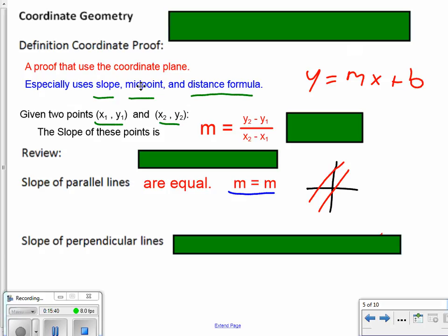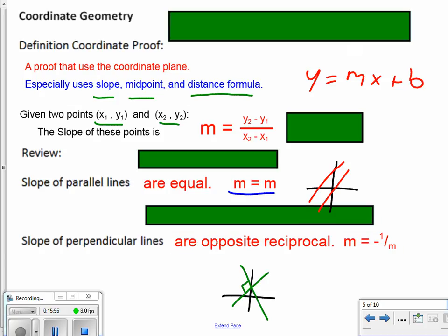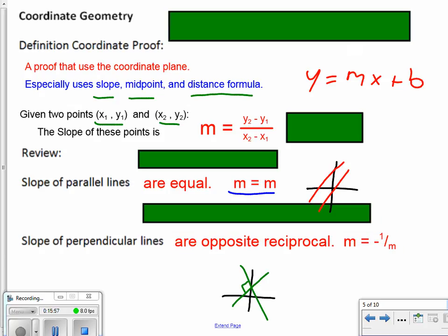Slope of perpendicular lines, so in that case, if I had my coordinate grid, and I have one going like this, and another one cutting it at a 90-degree angle, just like that, perpendicular lines have slopes that are opposite reciprocal. So one way to say that is m equals negative 1 over m. Okay, that negative part is the opposite. Reciprocal means you flip it around.